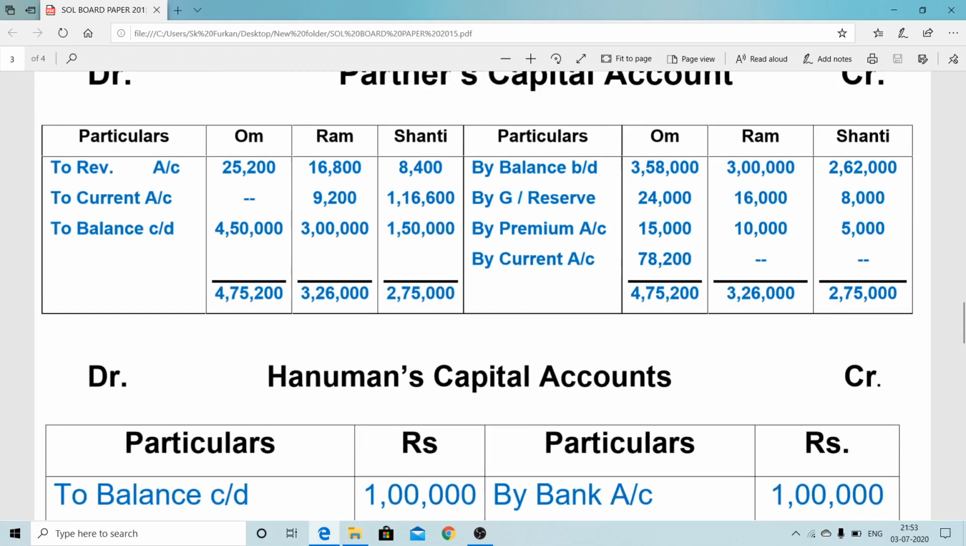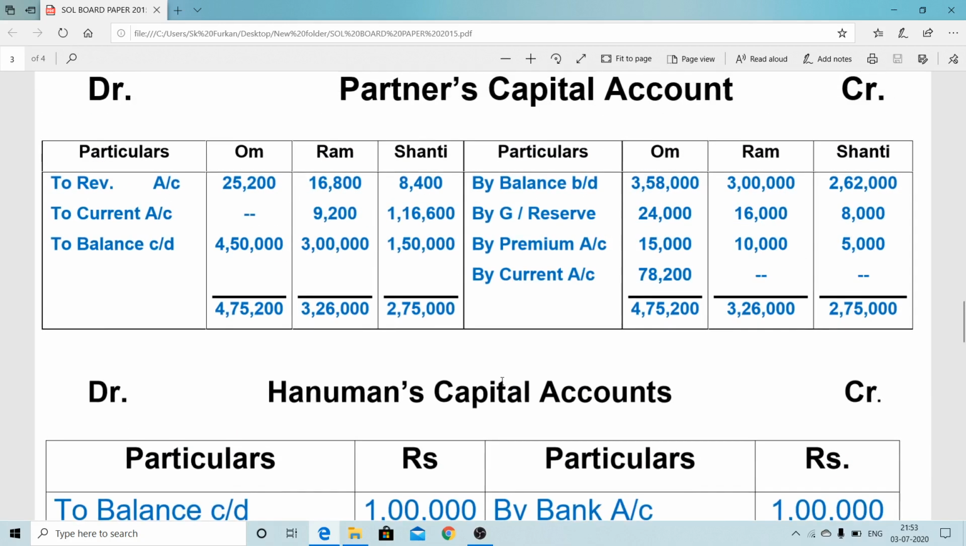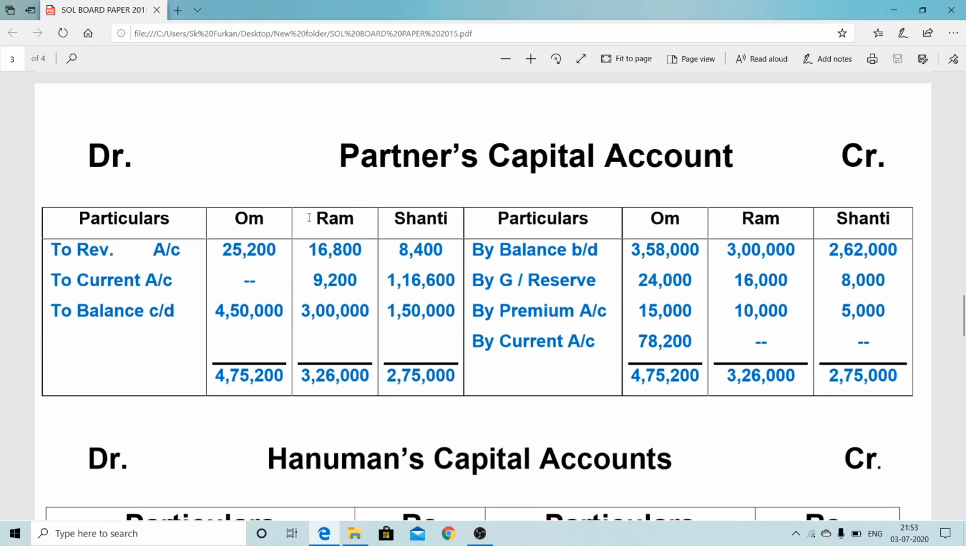That is a very simple way. Separately we can draw, and if you want, we can make a separate Om capital, then Ram capital, then Shanti's capital, but that will unnecessarily take a longer period of time. It is for time management purposes that we should solve like that. So this way we adopted the columnar method here for the opening partners' capital accounts. So this is all the partners' capital.